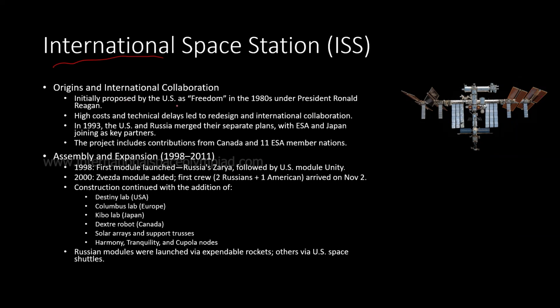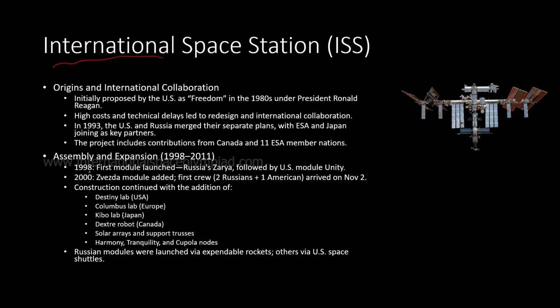Initially, NASA thought of making their own space station, but the budget was an issue. Not that it was unaffordable for the US, but the government was not willing to give that much money. So they redesigned it as an international collaboration. In 1993, the US and Russia merged their separate plans, with ESA and Japan as key partners. The project included contributions from Canada and 11 ESA member nations. The European Space Agency is not just Europe as one; it consists of many member nations, and they also contribute.